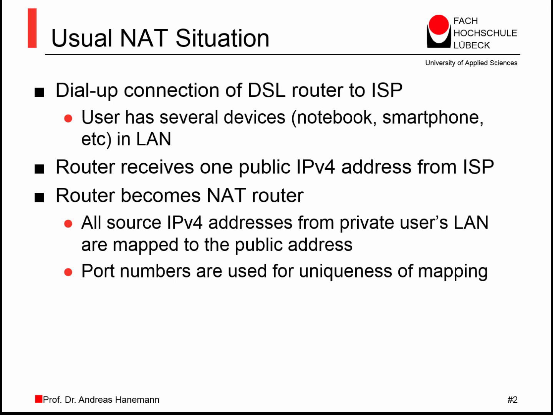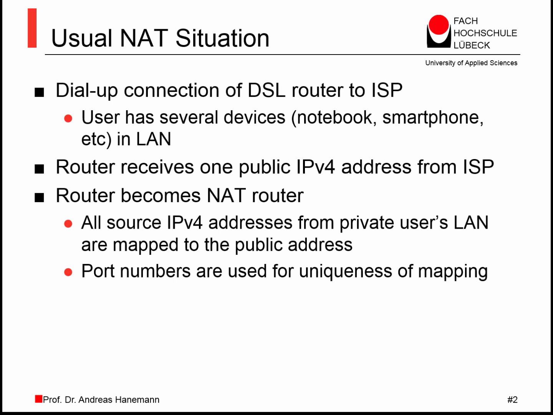A user has a DSL router or a cable modem for the connection to the ISP. The user has not only one device, but several devices. Maybe it is a family where different family members want to access the internet at the same time with notebooks, smartphones and tablet PCs. The ISP assigns only one public IPv4 address to the DSL router, which then also works as NAT router. It maps all addresses used in the LAN to the one public IPv4 address.